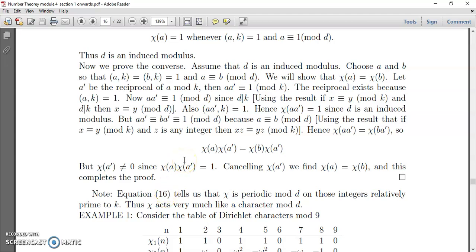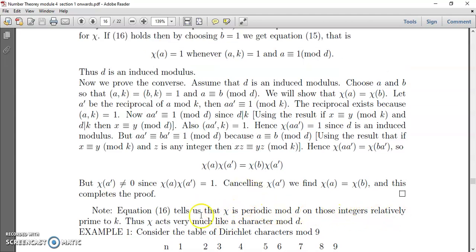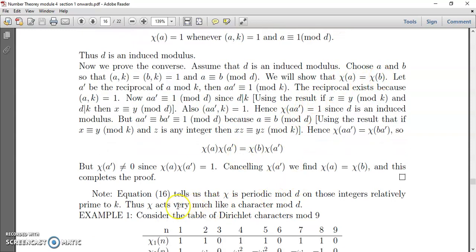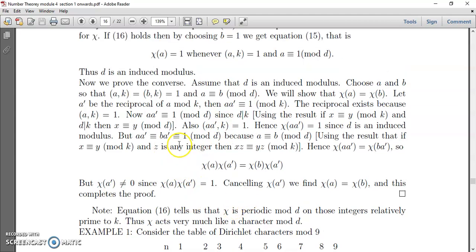Now, what equation 16 tells us is that chi is periodic modulo D on those integers relatively prime to k. That is, chi acts very much like a character modulo D. As D is an induced modulus, instead of a character modulo k, we get this chi as a character modulo D. That is what the theorem tells. So on those terms, we have chi of A is 1. So that is the reason.